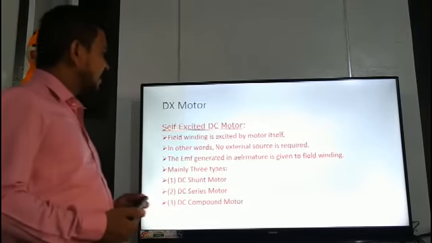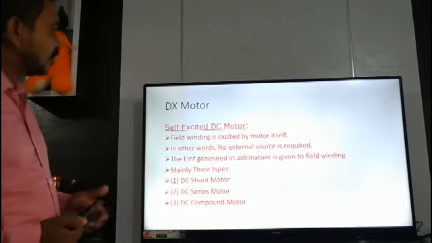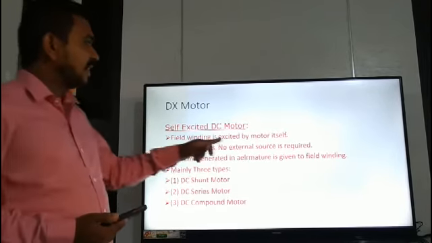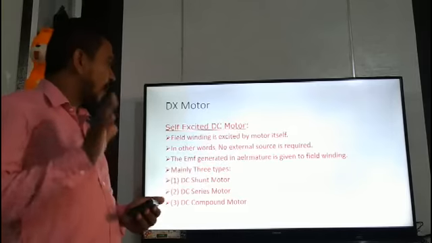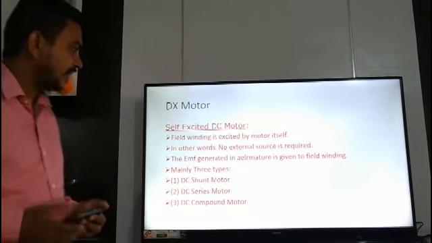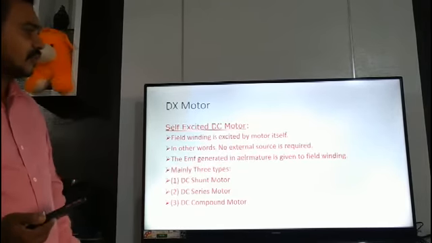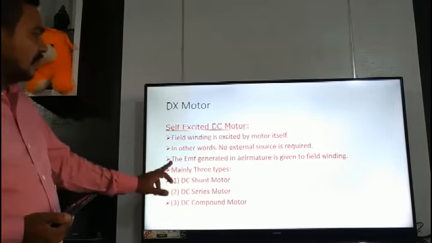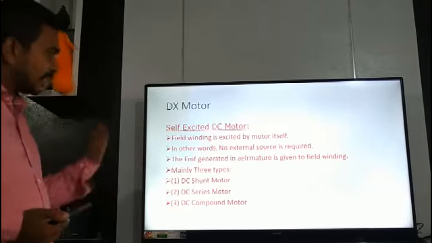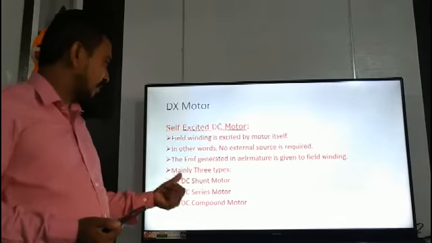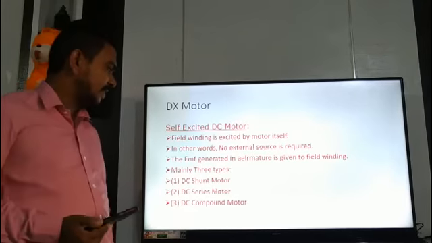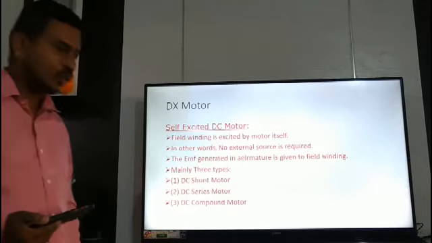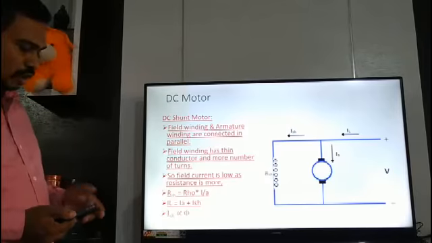Now the self-excited DC motor. In a self-excited DC motor, the field winding is excited by the motor itself, no external source is required. The EMF generated in the armature is given to the field winding. That means the current is supplied to the field winding through the armature. It is mainly of three types, that is DC shunt motor, DC series motor and DC compound motor.